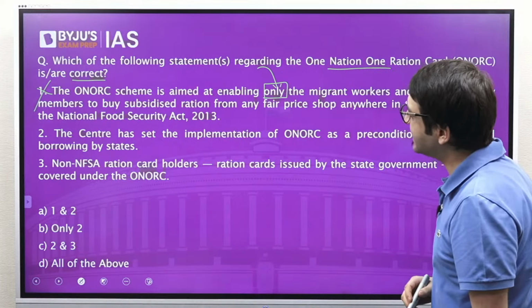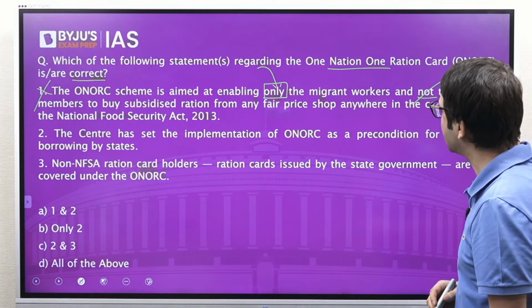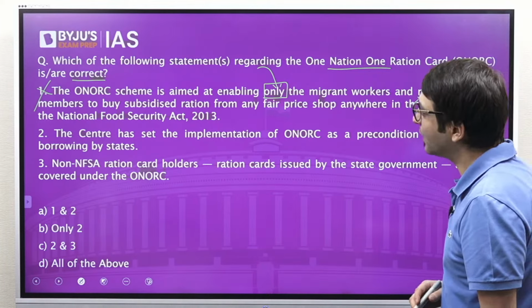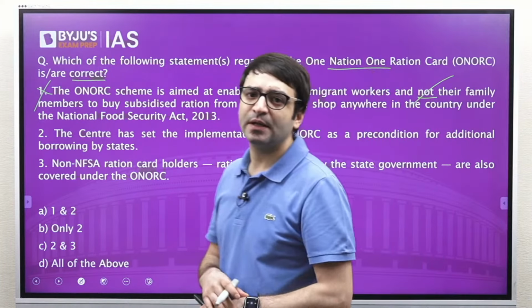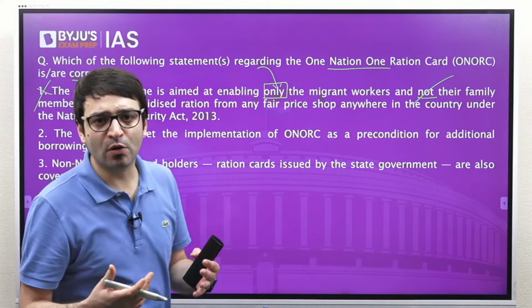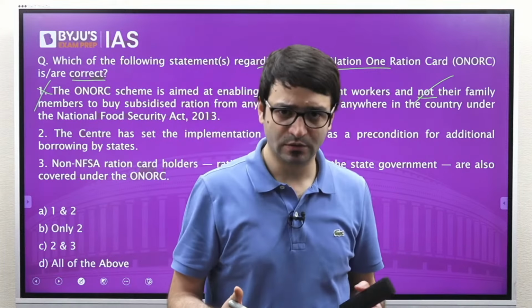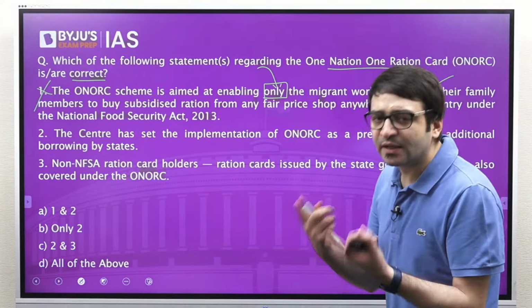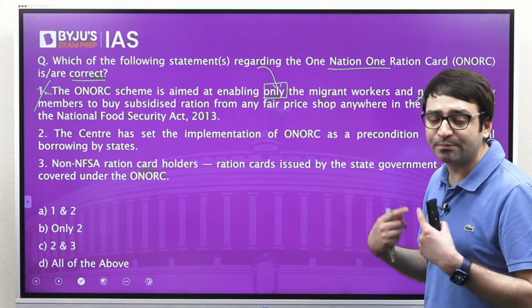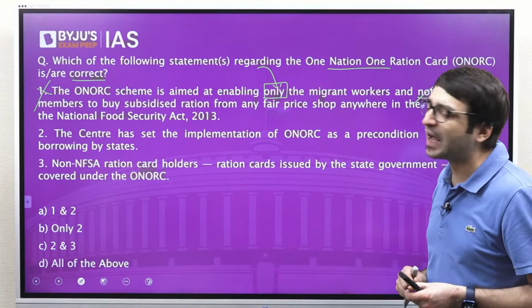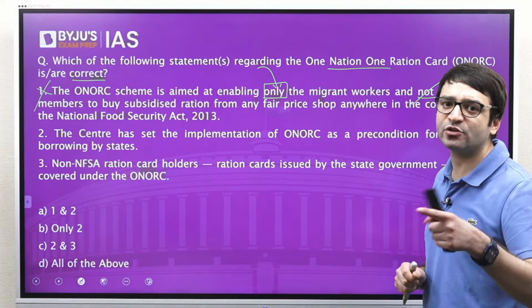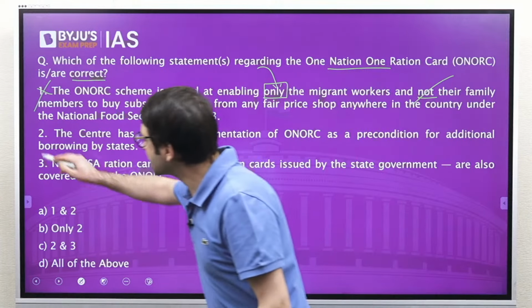The center has set the implementation of One Nation, One Ration Card as a precondition for additional borrowing by the states. If the states want to borrow more additionally over the top, one requirement, one precondition, one prerequisite is that they should have implemented this One Nation, One Ration Card scheme. So this statement is correct.